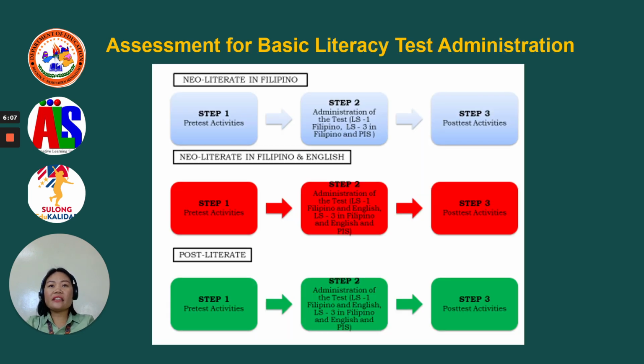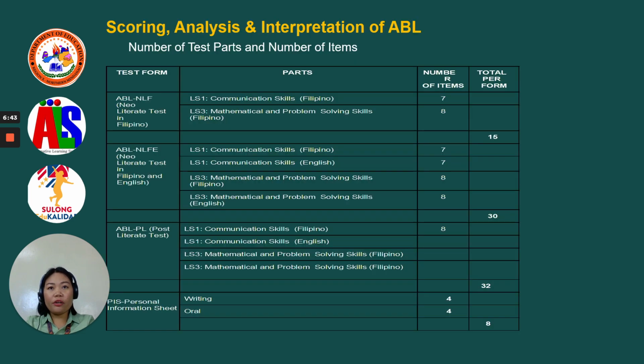Assessment for Basic Literacy Test Administration has a summary of conducting the test. ABL NLF has only one part, which is Filipino, and part 2, Mathematics and Filipino, with 7 items and 8 multiple choice. The ABL NLFE and ABL PL tests in English and Filipino have the same procedure from pre-test till the post-test, except for the number of items under part 2 English with 8 items in the multiple choice.